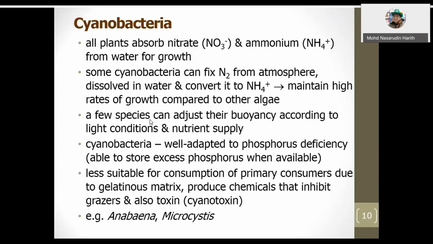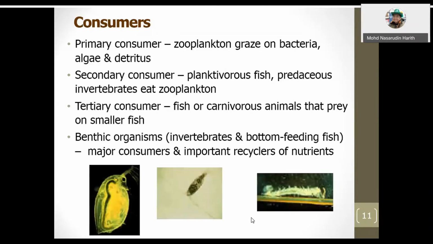A few species can adjust their buoyancy according to the light conditions and nutrient supply. Cyanobacteria are well adapted to phosphorus deficiency because they are able to store excess phosphorus when available. Cyanobacteria are less suitable for consumption by primary consumers due to their gelatinous matrix, and they can produce chemicals that inhibit grazers and also toxins, which are known as cyanotoxin.